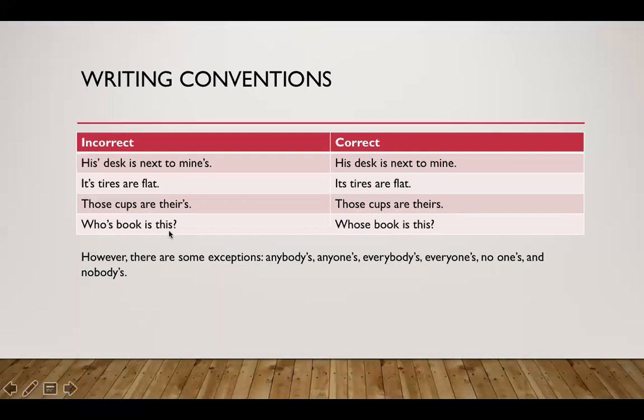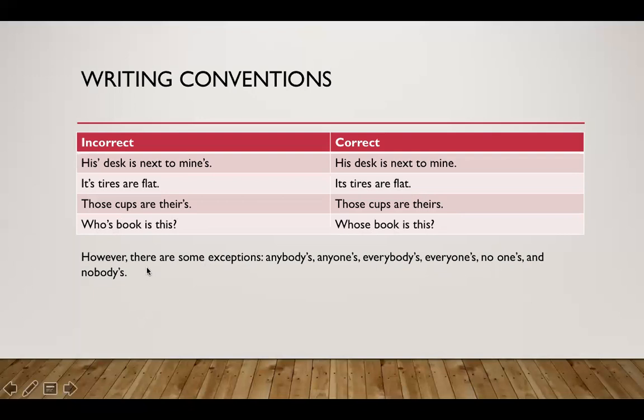Whose book is this? This is a common mistake that we see all the time in student writing. Again, this is a contraction of who is. So you're actually saying here, who is book is this? So that's not what is meant to be said. Whose book is this is the correct way of asking that question.